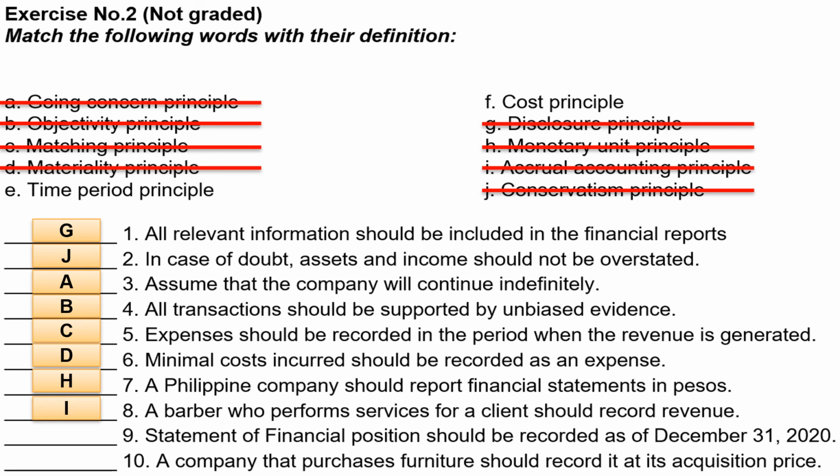Next is number 9. Statement of financial position should be recorded as of December 31, 2020. Okay, so that's letter E, time period principle. And then number 10, a company that purchases furniture should record it at its acquisition price. So, yung mismong presyo niya nung binili mo yon. So, that's letter F, cost principle. So again, that's chapter 4, accounting concepts and accounting principle. Our next topic will be chapter 5, the accounting equation.